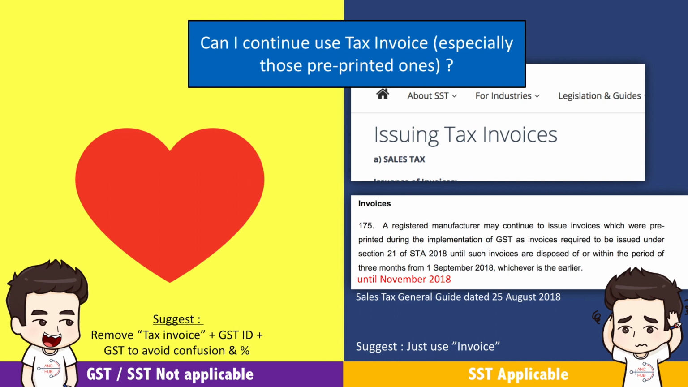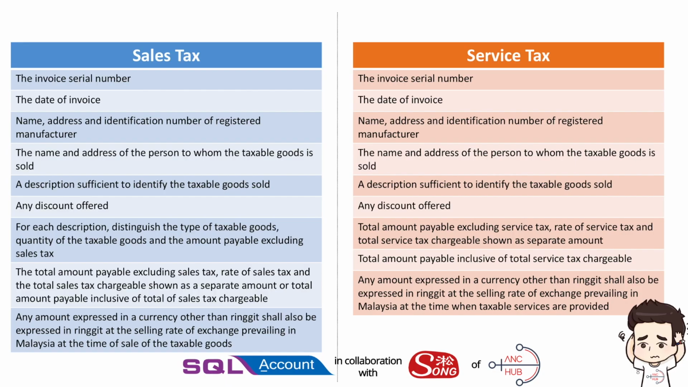And also, how about the pre-printed invoice? Now look at the sales tax general guide dated 25th of August. They say a registered manufacturer may continue to use these invoices which were already pre-printed during the GST era. And these invoices can be used until the end of November, or until those invoices are disposed of, whichever is earlier. So you can still continue to use these invoices until November. There's no issue about it. But of course, again, try to avoid unnecessary confusion. Just use the word invoice. These are all the details in the SST regulation, which you can check out later on.